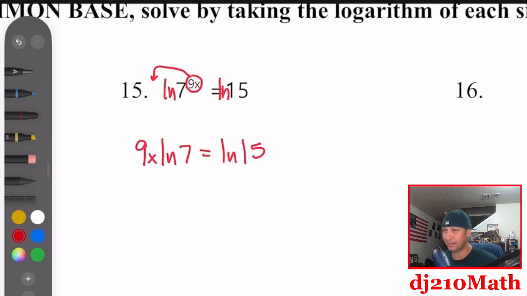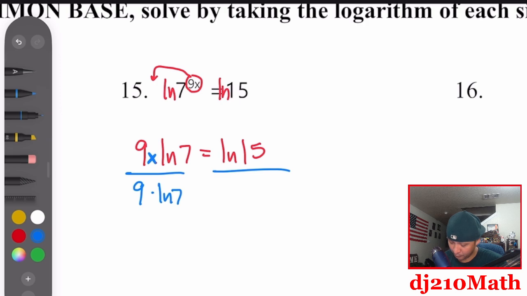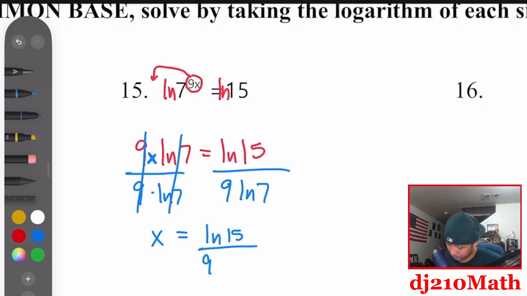So to get x by itself, where's x? It kind of got lost in here. X is right here. So I need to isolate this x. That means I need to divide by everything else. So I'm going to divide by 9, and I'm going to divide by the natural log of 7 on both sides. Cancel, cancel. So x is equal to the natural log of 15 over 9 times the natural log of 7.